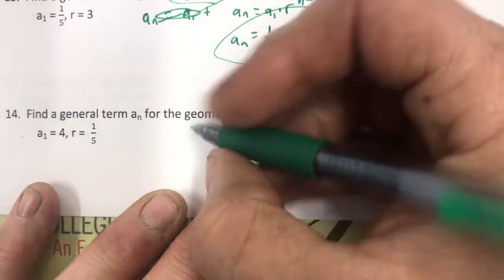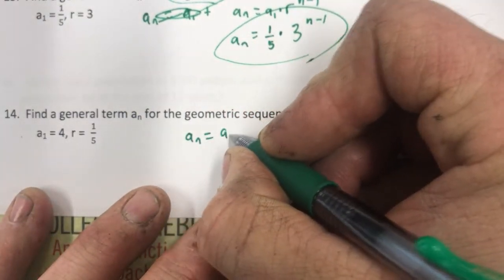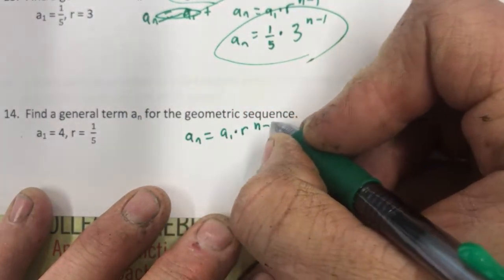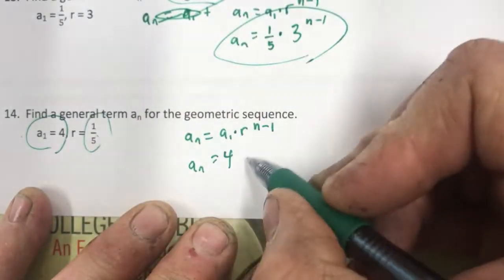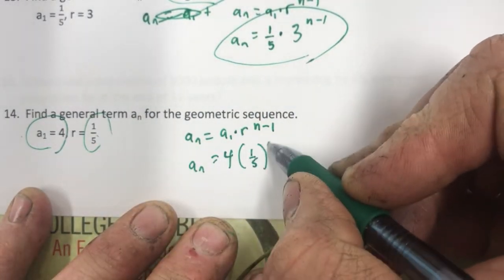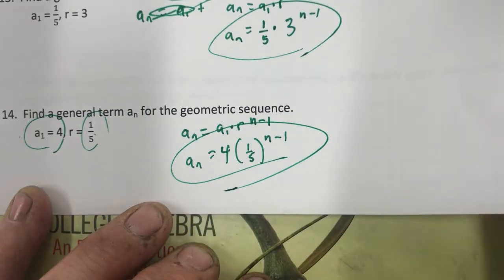And here's another one. So a sub n equals a sub 1 times r to the n minus 1 power. So my a sub 1 is 4. My r is 1/5, so I'm going to put it in parentheses. And there you have it.